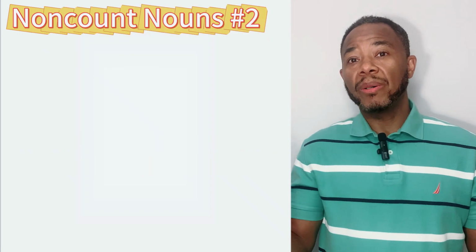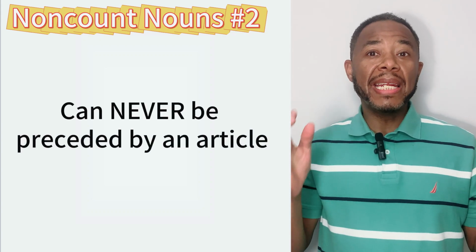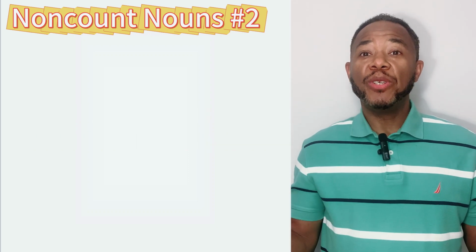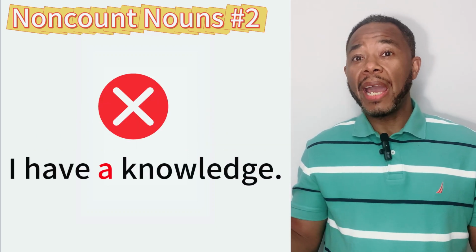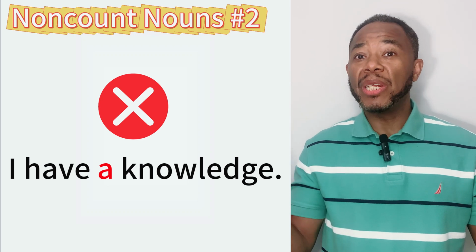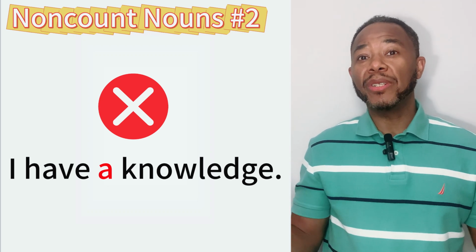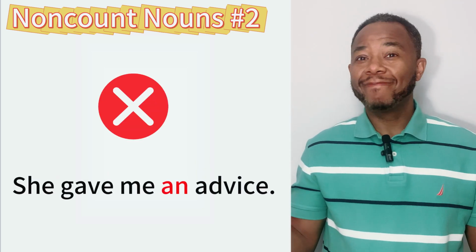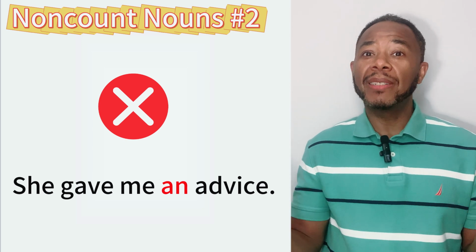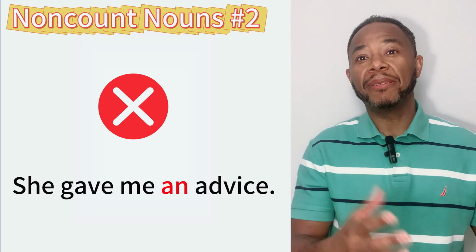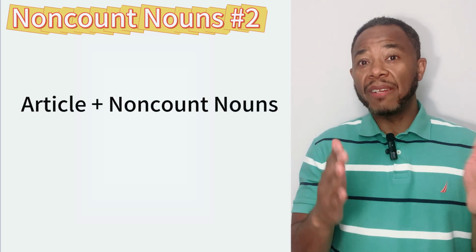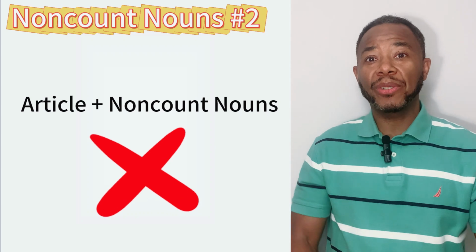The second rule about non-count nouns is that they can never be preceded by an article. So you cannot say, I have a knowledge. Knowledge is a non-count noun, so you cannot use a. Or she gave me an advice. Advice is a non-count noun as well, so you cannot use an. So essentially, you cannot use an article in front of non-count nouns.